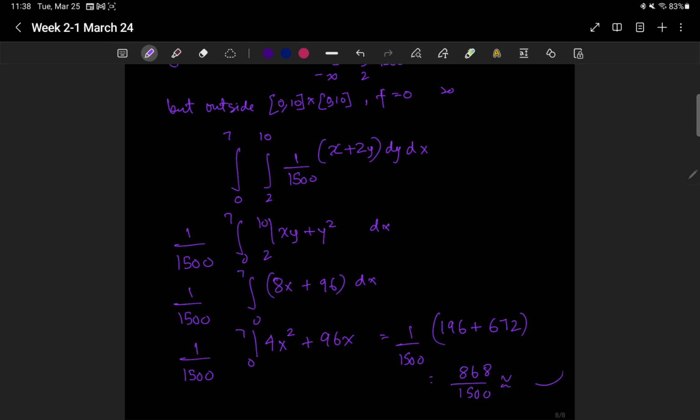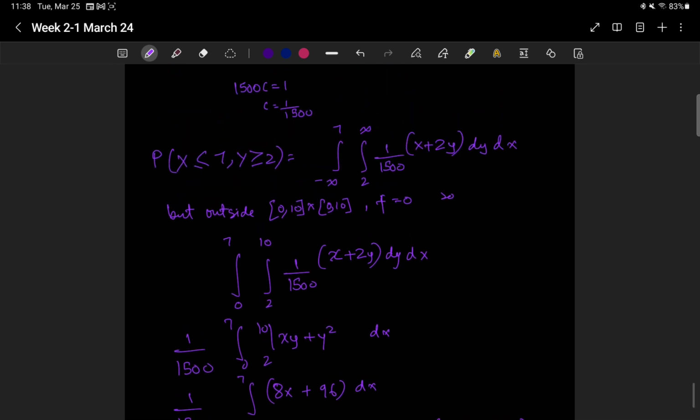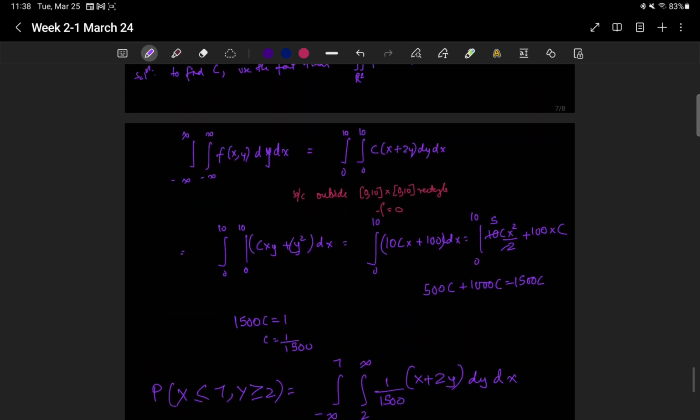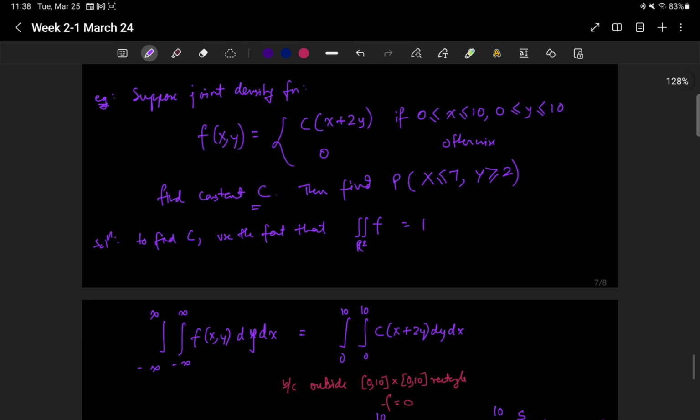You can find this as a decimal, and it should come out to be less than 1, right? It should be between 0 and 1 because that's a probability. That's the chance that x is less than 7 and y is greater than 2, given that this is the joint probability distribution for these events x and y.